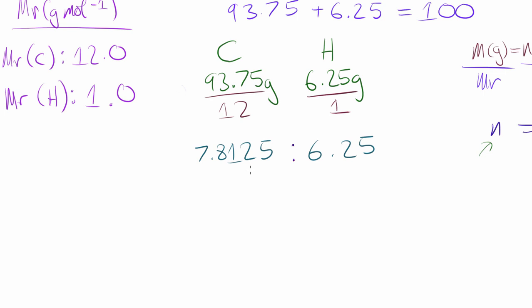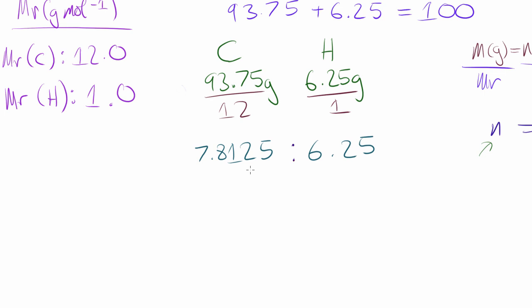So what do we have here? Do we have whole numbers? We're looking for the simplest whole number ratio, which we don't have at this stage. Both of these values, if we were to round them to 1 decimal place, 2 decimal places, etc., we still would not have whole numbers.